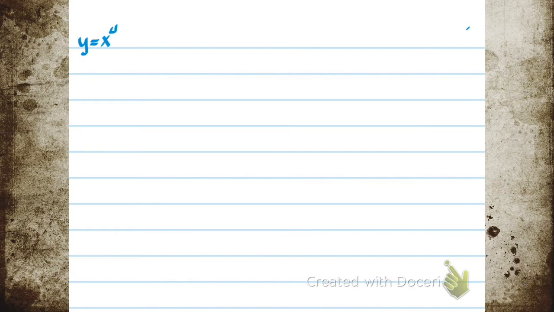So, we're trying to find volumes of revolution using the shell method. What do they give us? They give us that y is x to the fourth, and they want us to bound it by y equal to 0, and by x equal to 1, and the axis of rotation is x equals 2. So what do we do? First, we've got to graph that.